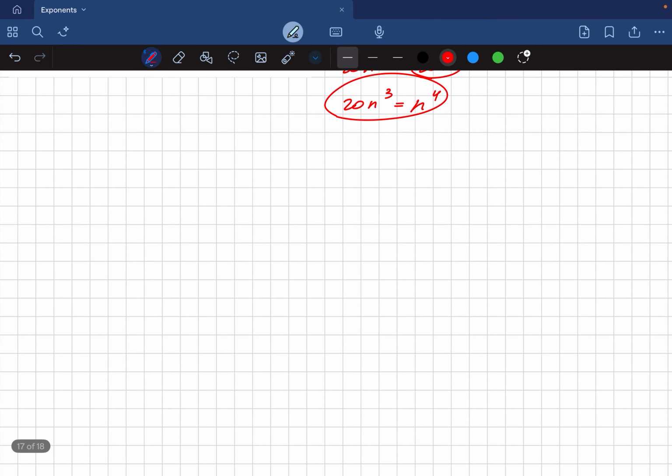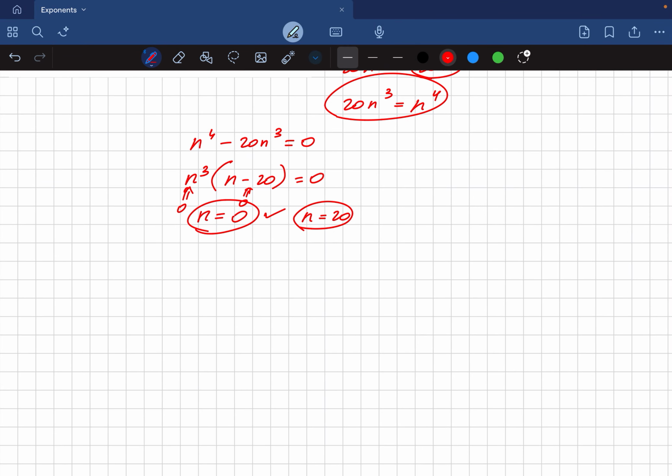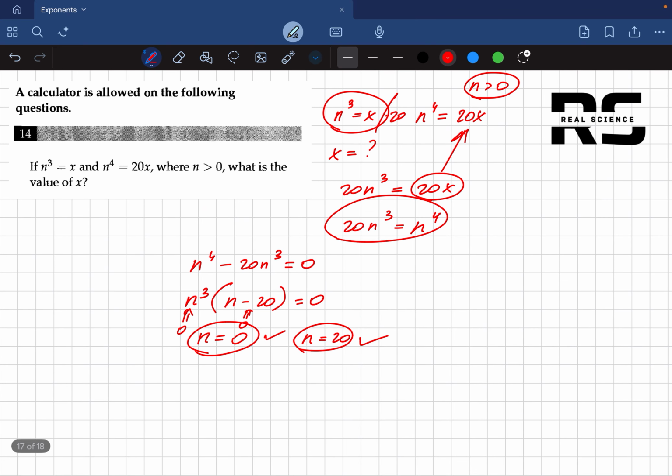Now let's solve this equation. So that's going to be n to the power of 4 minus 20n cubed is equal to 0. Let's take out n cubed as a common factor, and n minus 20 is left is equal to 0. So n is equal to 0. Now let's make each of the factors equal to 0, and n is equal to 20. This is the first, this is the second answer. But because n is more than 0, we can't take the second one, so the answer is 20.